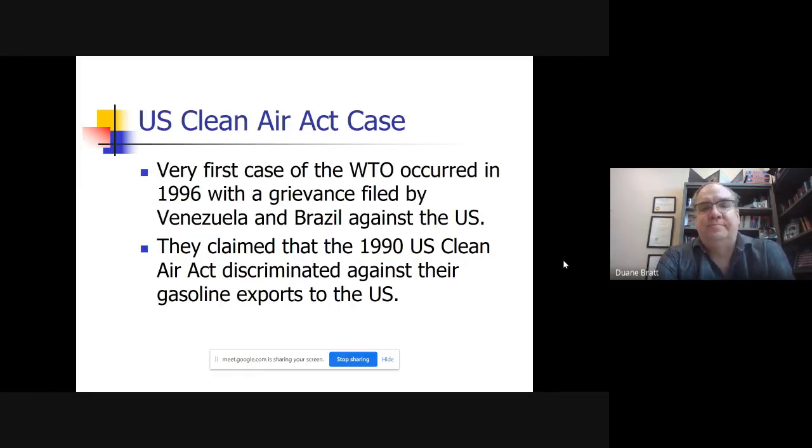This is important for a number of reasons. First, it was the first case decided by the WTO. The WTO was launched in 1995, and by 1996, early in 1996, they had issued their first ruling. And it was a complaint, as I mentioned, coming from Venezuela and Brazil. What they were upset about was a provision in the 1990 United States Clean Air Act, which discriminated against their gasoline exports to the United States.